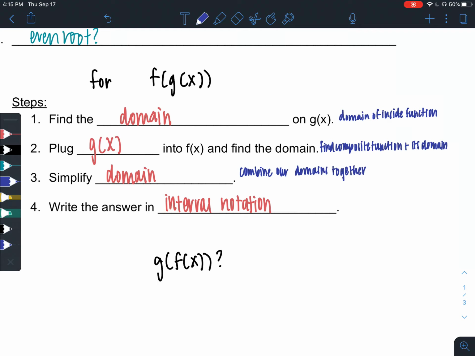All right, so these steps are for f of g of x, but for g of f of x, it's basically switched. Also, note our functions might not be labeled as f of x and g of x, but the steps are going to be the exact same.